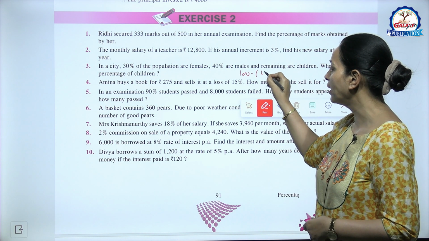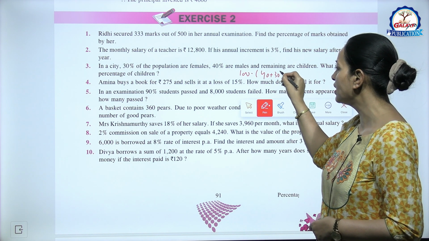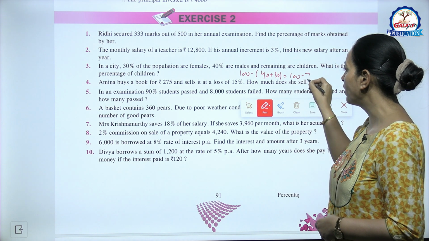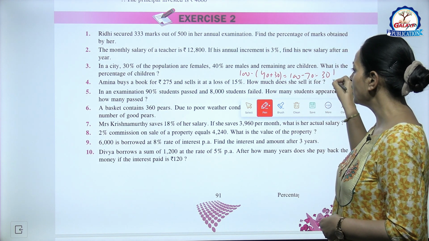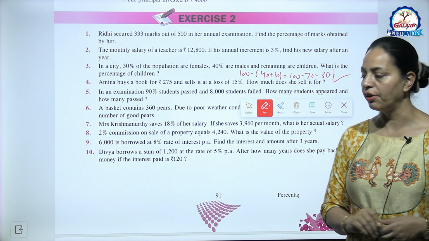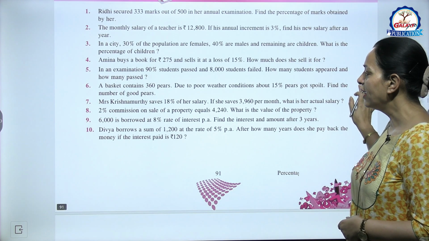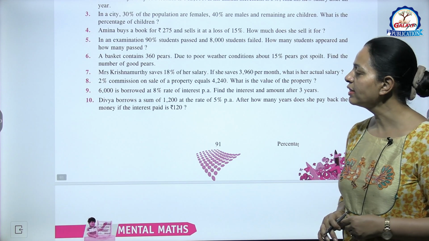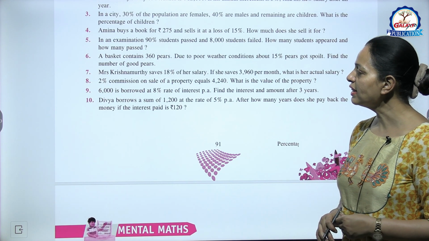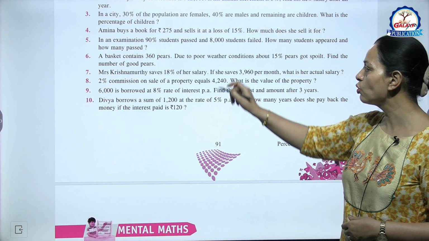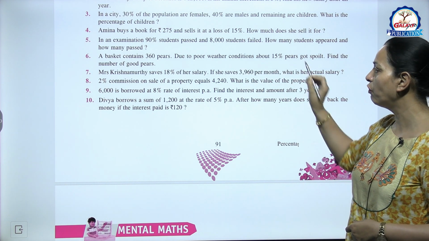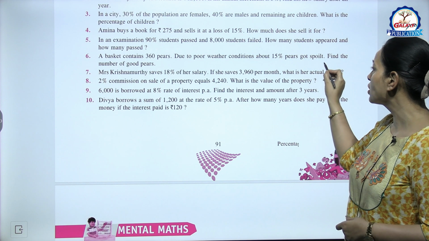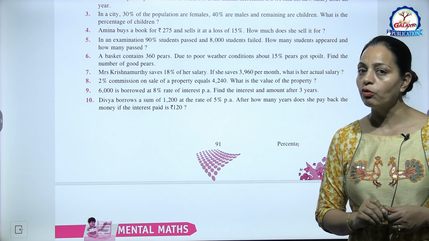So 100 minus 40 plus 30. So 100 minus 70, that is 30% children. Okay. Now see next question. Like here, sixth one, a basket contains 360 pears. Due to poor weather conditions, about 15% pears got spoiled. So find the number of good pears.